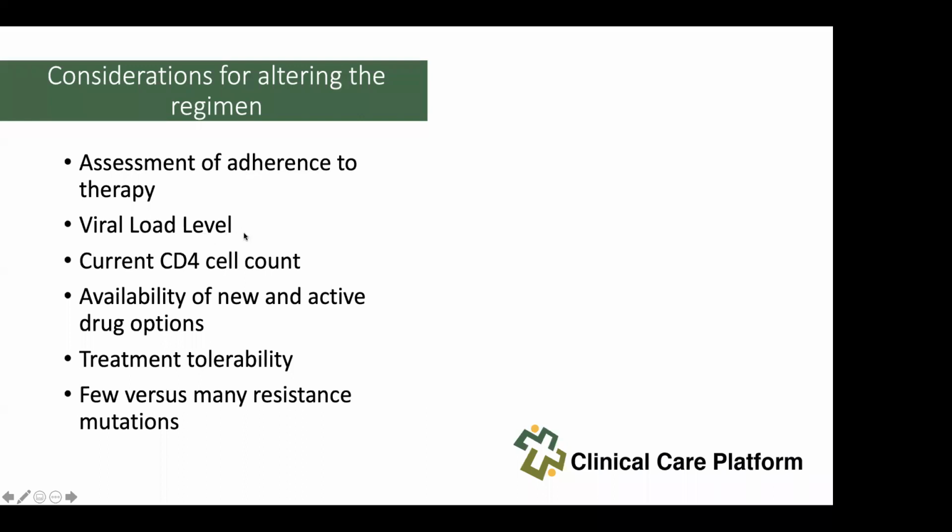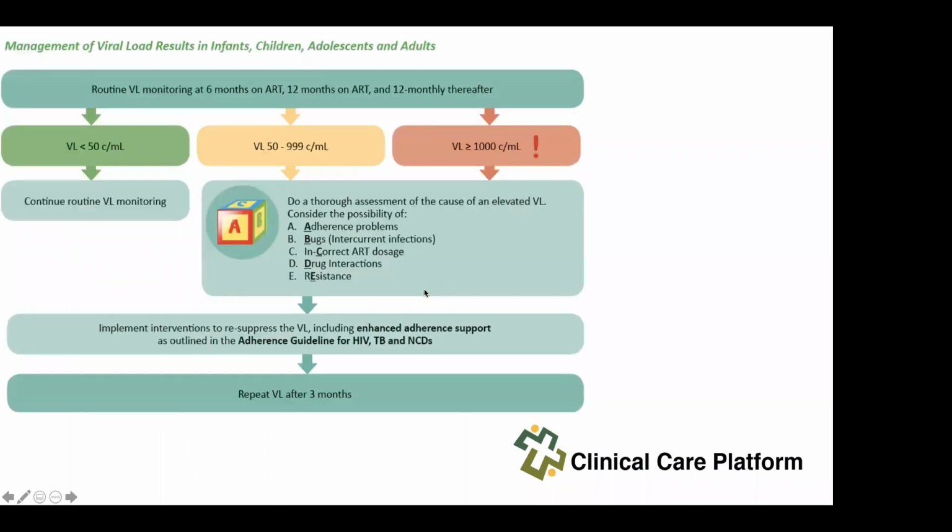Check and confirm your viral load. What is the CD4 count? Sometimes the viral load is still 300, 400, but the CD4 count is declining. Your patient is starting to become sick. So we can't say we are waiting for a viral load to be more than 1,000. Therefore, we have to act for those kinds of patients and then make sure that we decide on the switches right there. So just to repeat, we monitor the viral load at 6 months, then 12 months, and then annually.